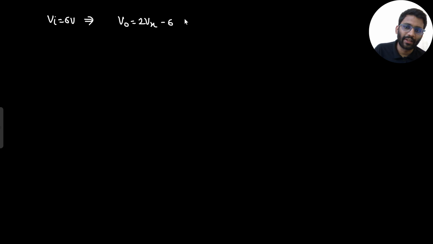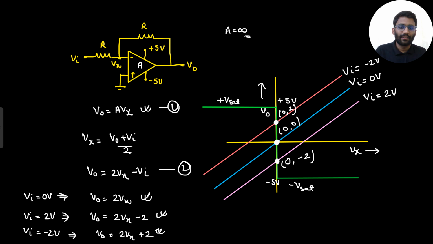That would be 2Vx minus 6 volt. That means it will cut the y-axis at minus 6 volt. It will cut the y-axis, and this should be increased. Now where will be minus 6 volt? Somewhat below this minus 5.